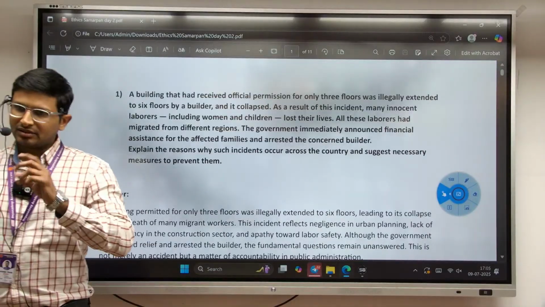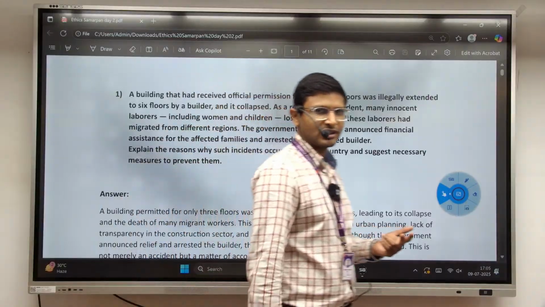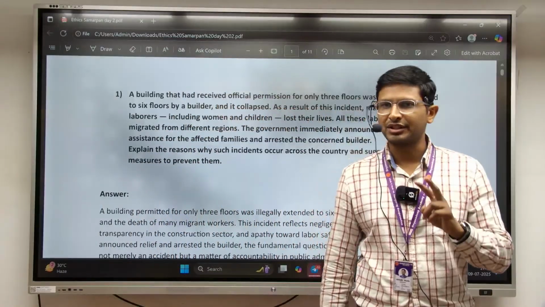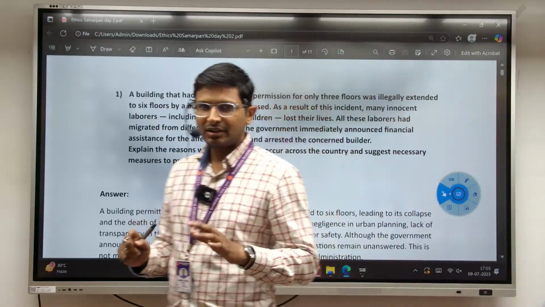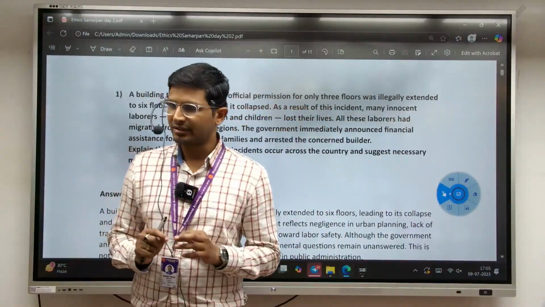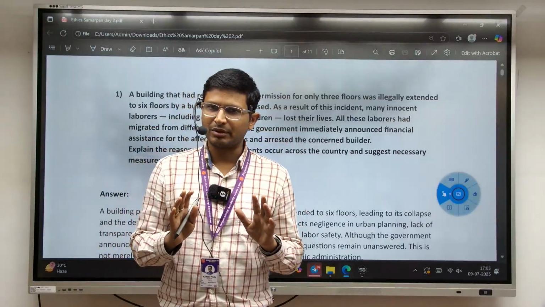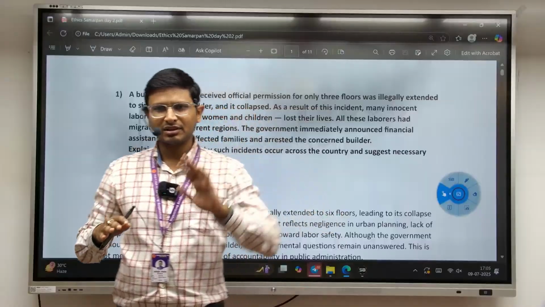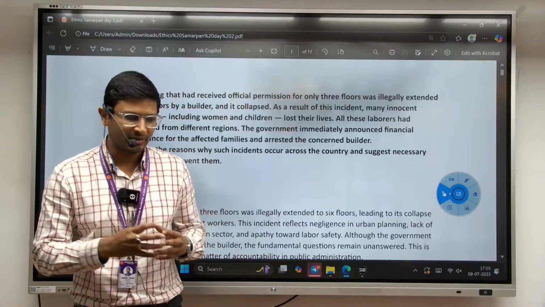You already know that the ethics paper is divided into two sections. Now we are talking about the second section, the case study. In the second section there will be 6 case studies. One case study will be for 20 marks. So for 120 marks the second section will be there. Almost equal to section A. Section A is 130 marks, section B 120 marks, almost equal.